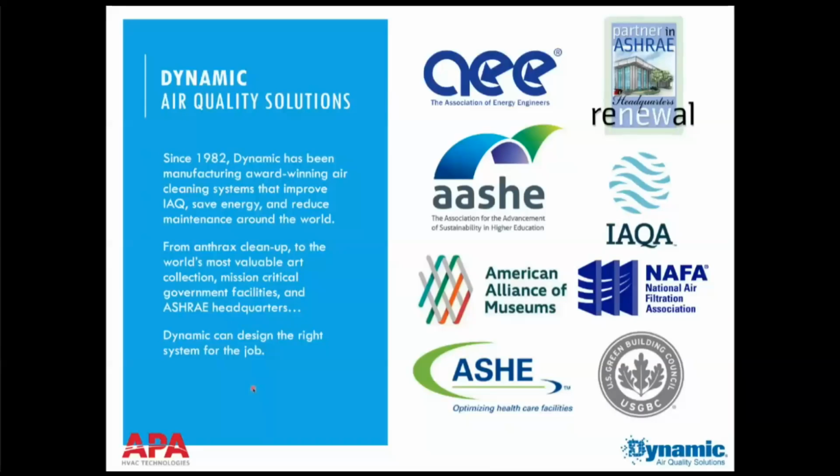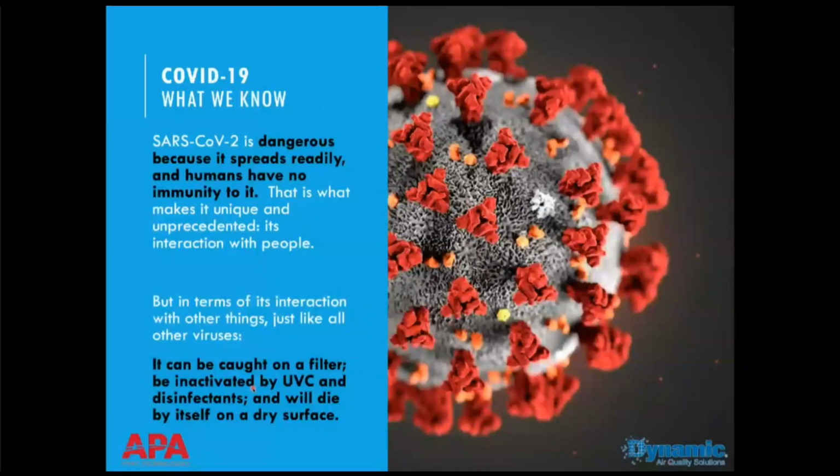I'm sure you guys have all been following the news and reading many of the same journals that I have, so I won't spend too much time on this. Basically, what makes COVID unique and dangerous is its interaction with people, right? People have no immunity to it. That's what's novel about it, and what's dangerous about it.